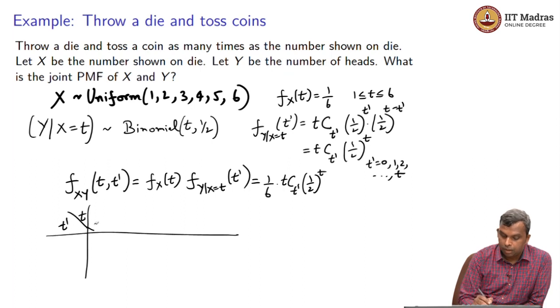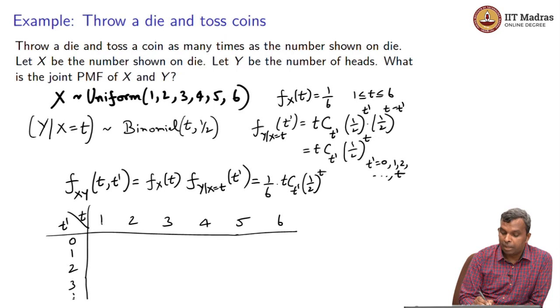T goes from 1, 2, 3, 4, 5, 6. And what will T prime go to? T prime is the number of heads that throws up in the one toss. It will go all the way from 0, 1, 2, 3, etc. I'm only doing it partially. I put a dot dot dot here. I'm not doing it fully.